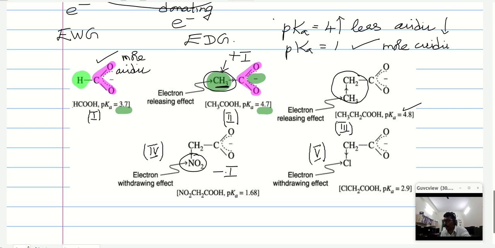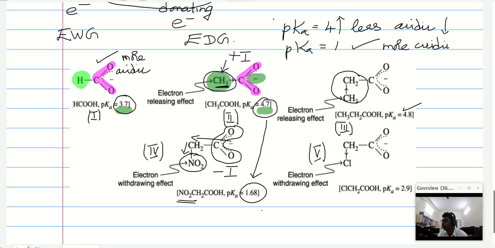Now the moment you have a minus I effect due to this nitro, it can actually pull this negative charge towards itself, towards the nitro group, and thereby stabilize this negative charge effectively. And if you just look at the value of the pK here, you see that it has gone drastically from 4.71 to something like 1.68. That is huge. So that means this effect is really great, right?